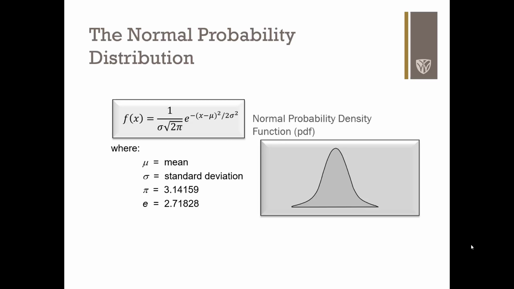In the formula, mu is equal to the mean, and mu describes the center of the distribution, or the point where that peak takes place. Sigma is the standard deviation, and that describes the spread of the distribution. So larger values for sigma will give a distribution that is more spread out with wider tails. Smaller values of sigma will give a distribution that's more tightly clustered around the mean.